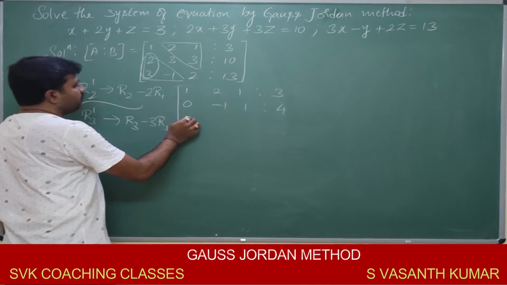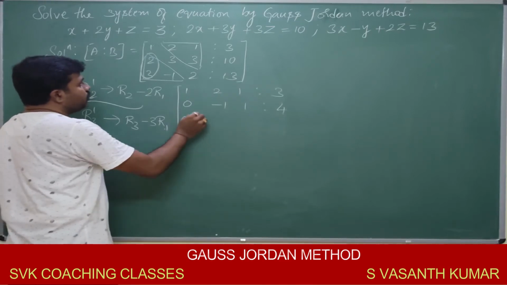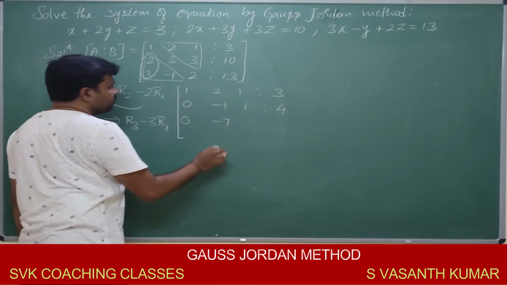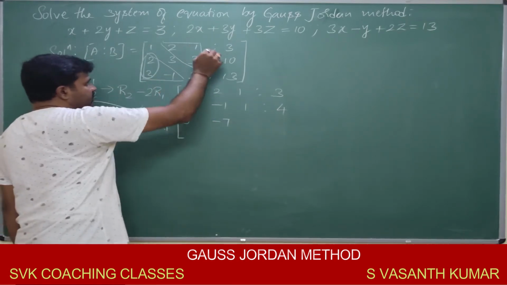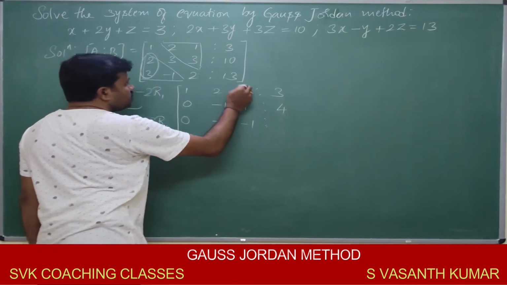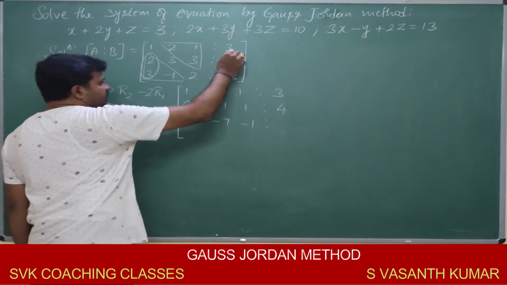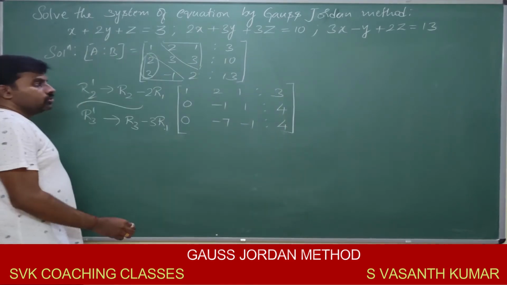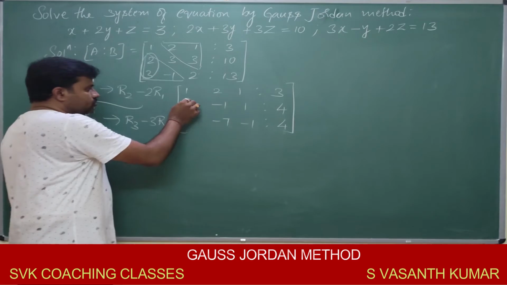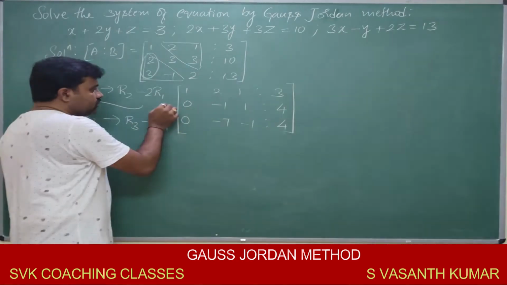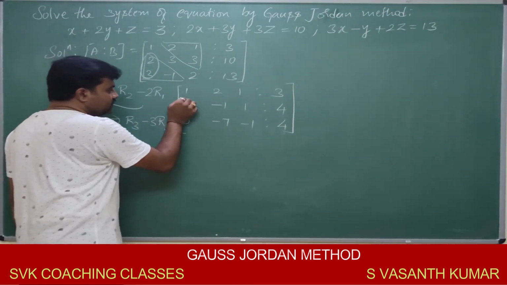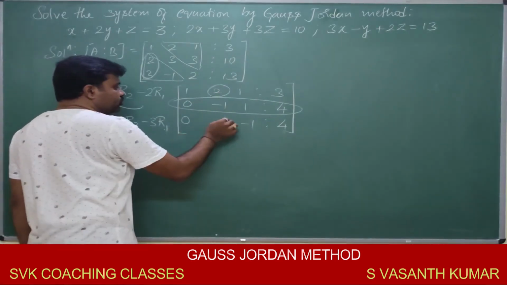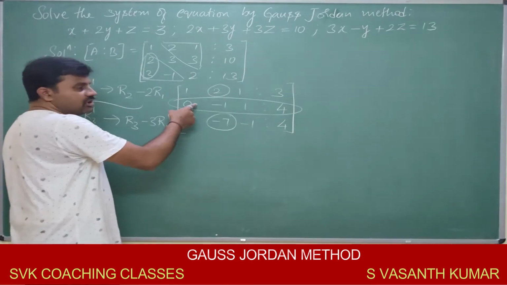Similarly, in the third row, 3 minus 3 is 0, minus 1 minus 6 is minus 7, 2 minus 3 is minus 1, 13 minus 9 is 4. Now, after making sure these two elements are 0, retain the second row. Retain the second row and make sure these two elements are 0 by using R2.